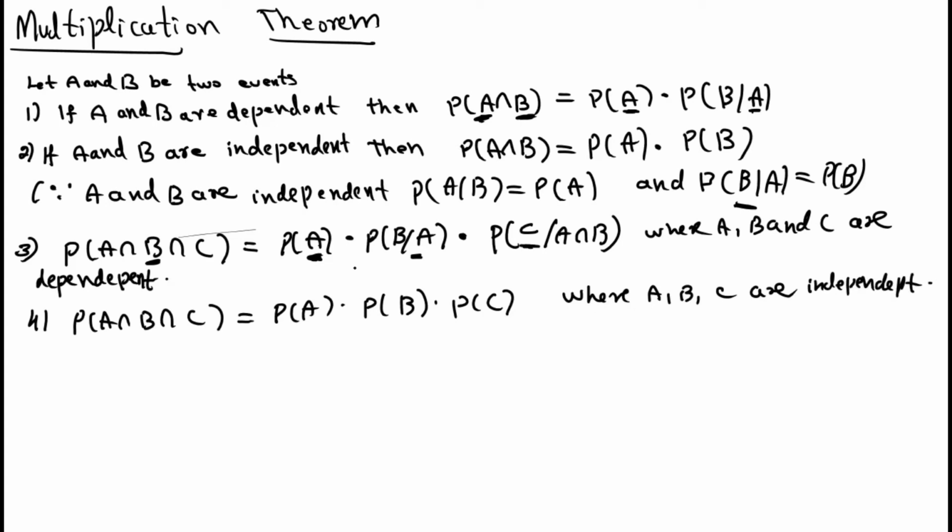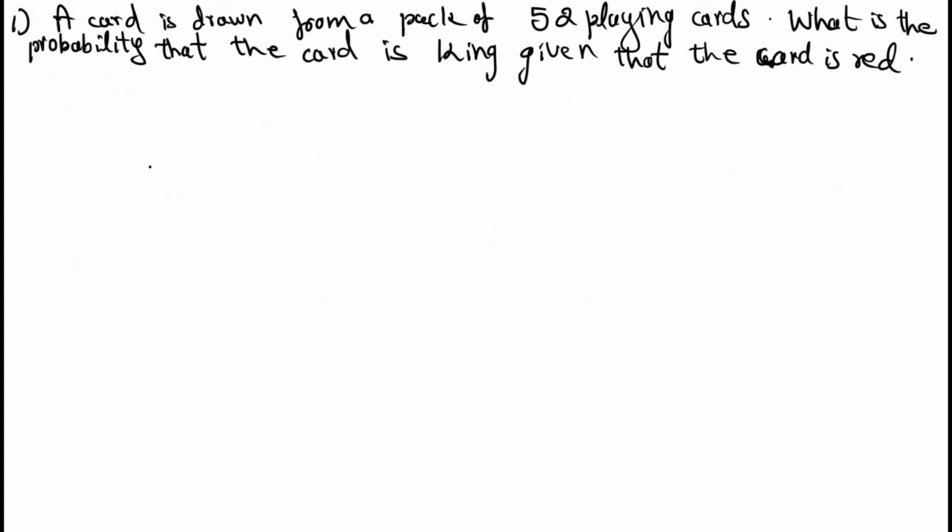Okay, now see some problems. A card is drawn from a pack of 52 playing cards. What is the probability that the card is a king, given that the card is red? Okay, given that the card is red is given.